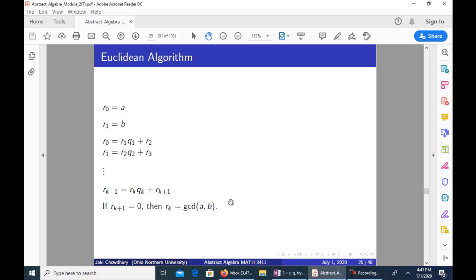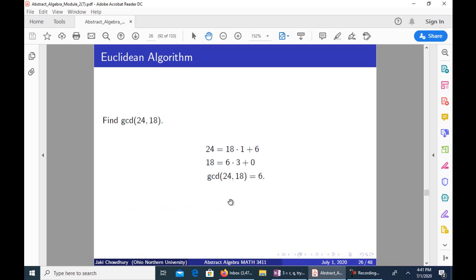So let me explain that in an example now. Let's say I want to find the GCD of 24 and 18. I start with 24. So you divide 24 by 18. Then you get a quotient 1 and a remainder 6. Okay, so now we divide 18 by the new remainder 6. So we get 18 is equal to 6 times 3 plus 0. So we got a remainder 0 already, so we stop. And the GCD would be the previous remainder that we got, which is 6.